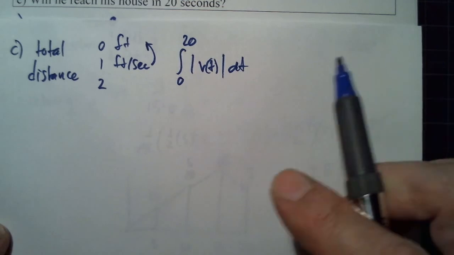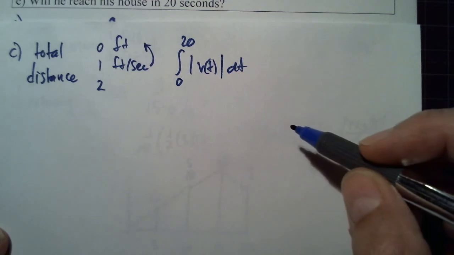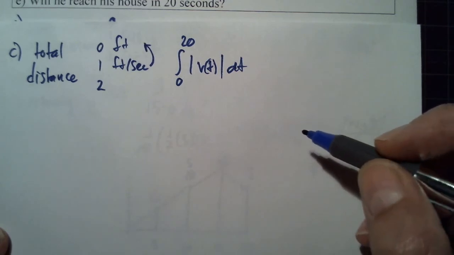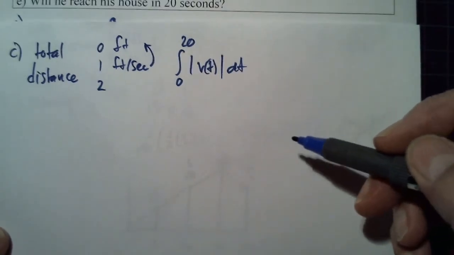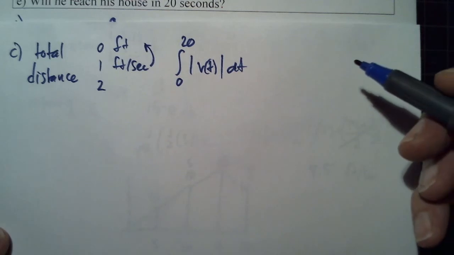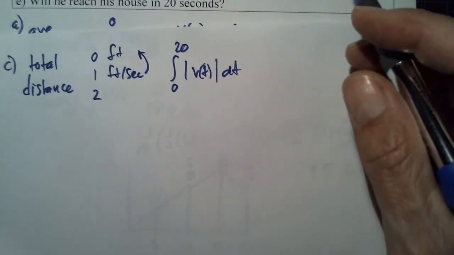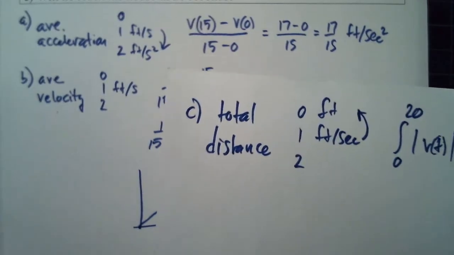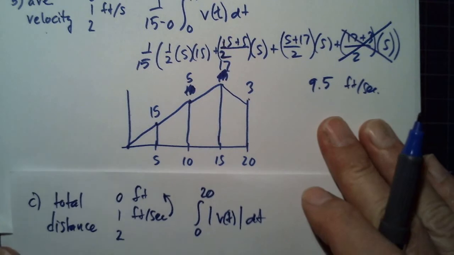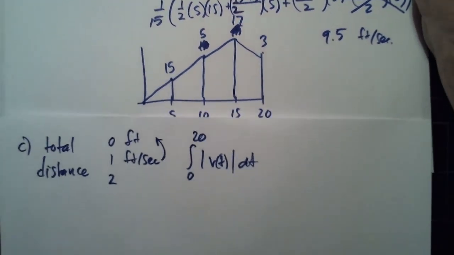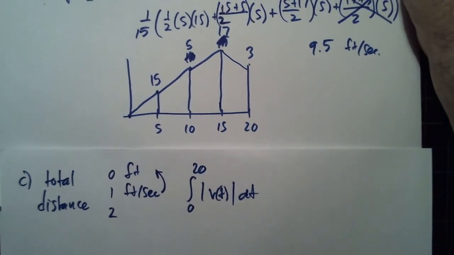All right, so we have to find the absolute value of velocity, and in this case all the velocities are positive, but if they weren't, we would just reflect them to make them positive and then find the area. So here we're going to do the same thing that we did before, but we just have to add that last trapezoid. We can use the same graph, and it's really the same thing that we had before. We just won't have the 1 over 15.